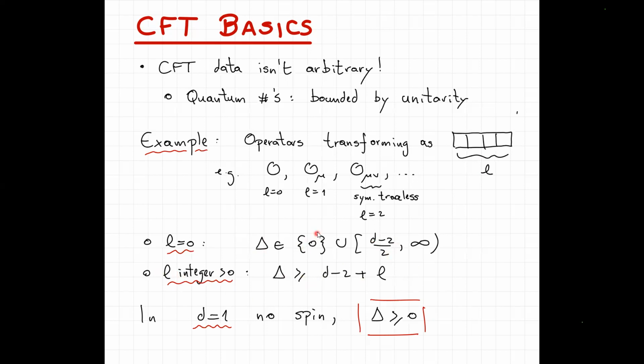Okay, so this is just an example of some of the constraints that arise on quantum numbers thanks to unitarity. In the special case of d equals one, which will be important for us, in d equals one, there's no spin, right? There's no transverse directions in which to spin. And in this case, the bound is simply that the scaling dimension should be positive. Okay, so you cannot just take these bounds and place d equals one. Okay, the correct bound is this one. So this is one constraint.